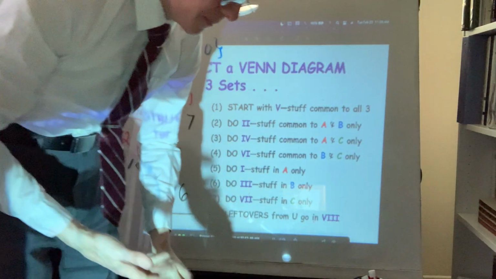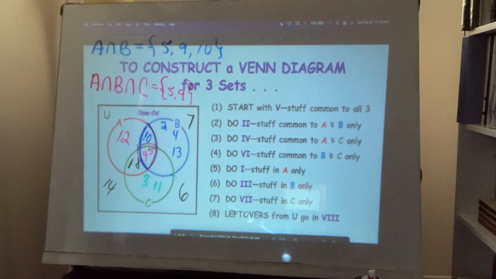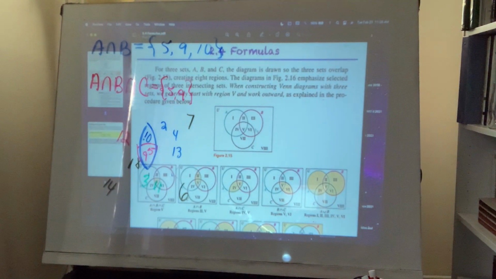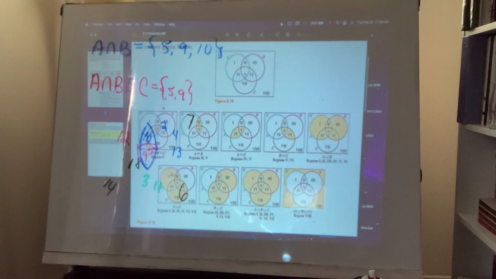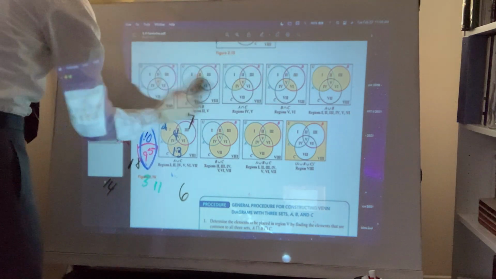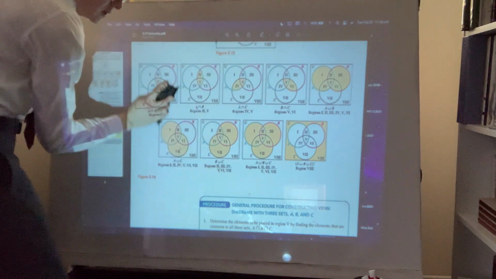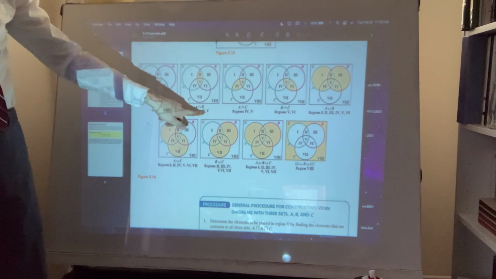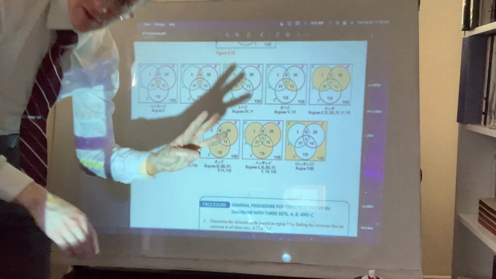Now let's talk about De Morgan's laws. I'm going to change this slide here. Here's your copy of the schematic I was telling you about. Notice again that this nicely summarizes all possible combinations. Region 2 and 5 is the intersection of A and B in the case of a 3-set Venn diagram.